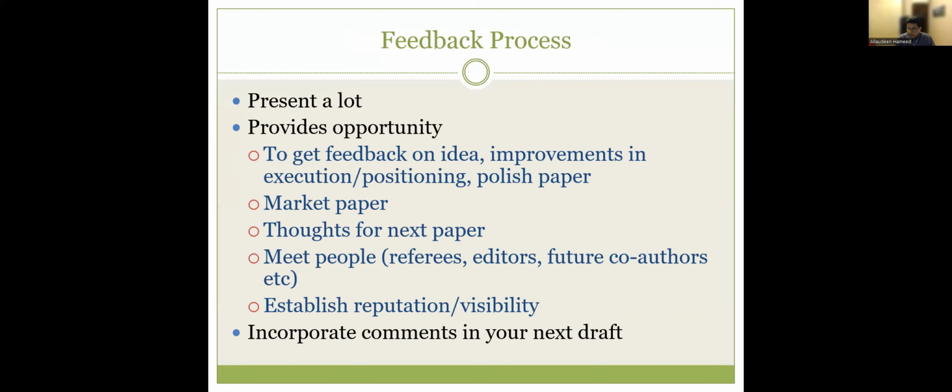An important thing is to make sure that whatever feedback you have, you think about it seriously. If it is not clear in the paper, then it could be that you need to rewrite to make sure that people don't have the confusion. So incorporate all the comments you receive as you revise the paper.